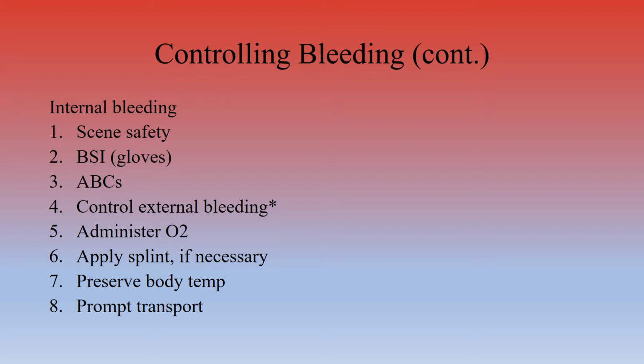Internal bleeding: scene safety, BSI, at least gloves. The ABCs. Control external bleeding. Of course, if you see a massive amount of blood loss going on, you want to control the external bleeding before you do anything else. If you've got good partners, a lot of help there, ABCs can happen simultaneously. Administer O2, apply a splint if necessary, preserve body temperature, and prompt transport.